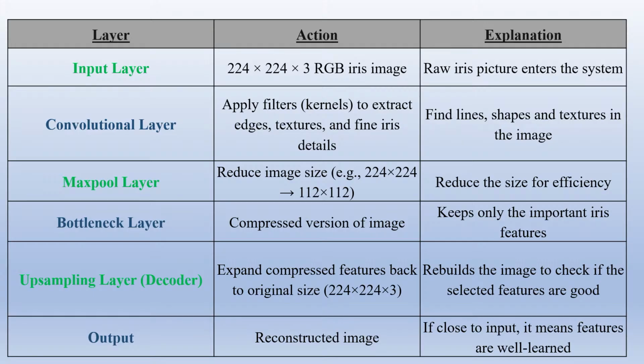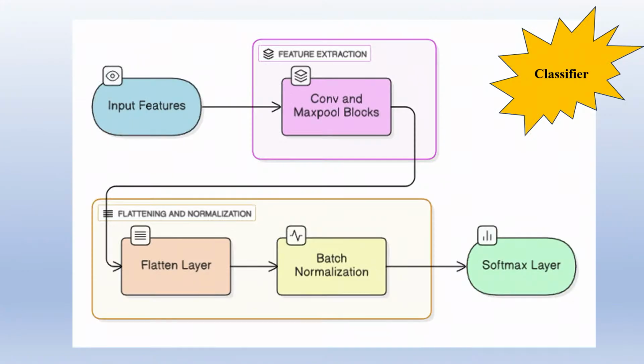Step by step, the input is an RGB image. Then the convolutional layer applies kernels or filters to extract the lines, shapes and textures from the image. The max pool layer reduces the size for handling the data better. The bottleneck layer, as I said, obtains the encoded features, meaning the most important and highlighted features of the image. Then the upsampling layers reconstruct the input to check if the features obtained are good or not.